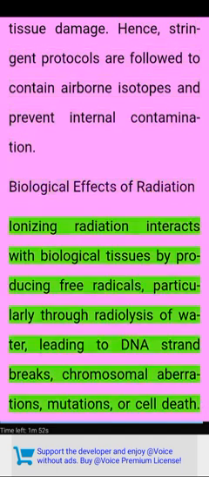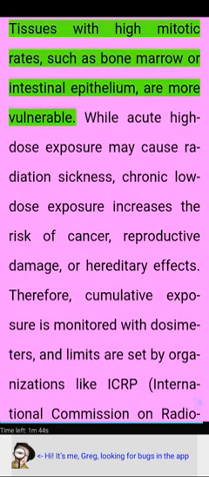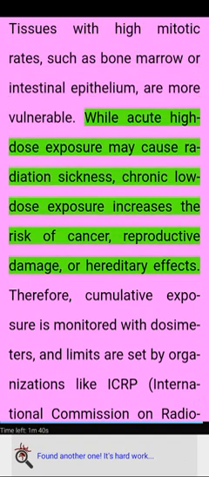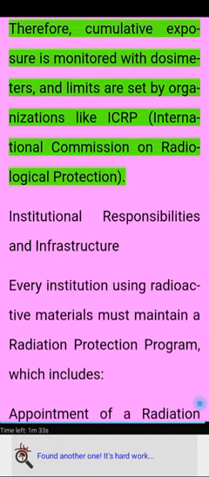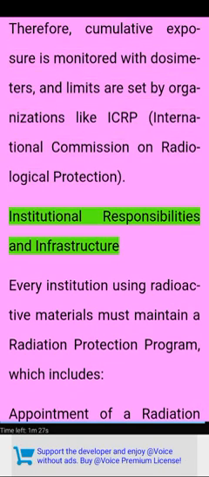Biological effects of radiation. Ionizing radiation interacts with biological tissues by producing free radicals, particularly through radiolysis of water, leading to DNA strand breaks, chromosomal aberrations, mutations, or cell death. Tissues with high mitotic rates, such as bone marrow or intestinal epithelium, are more vulnerable. While acute high-dose exposure may cause radiation sickness, chronic low-dose exposure increases the risk of cancer, reproductive damage, or hereditary effects. Therefore, cumulative exposure is monitored with dosimeters, and limits are set by organizations like ICRP, the International Commission on Radiological Protection.